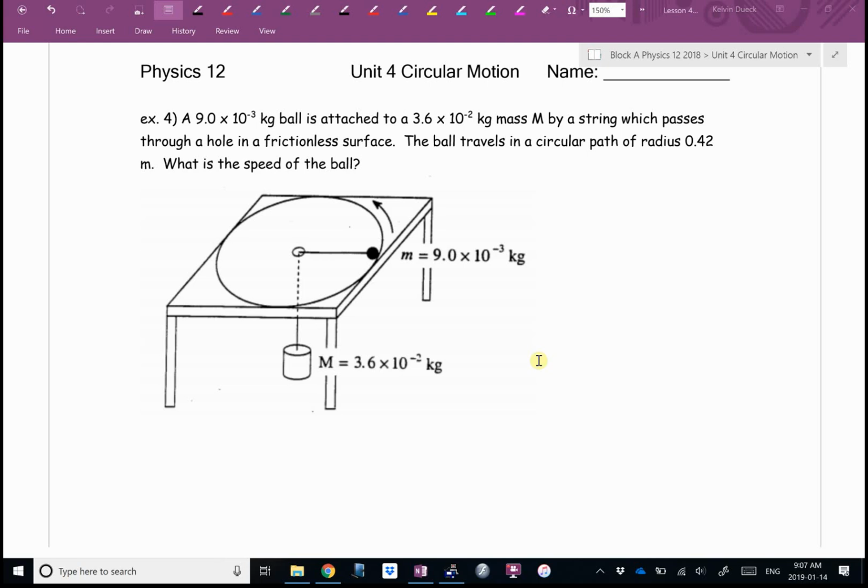Dylan, what's this question want me to find? Speed. Yeah, okay, you with me now? You know what this is a good job for? I'm going to do a free body diagram. I'll use big M, capital M for the bottom mass. I'll use lowercase m for the upper mass. Let's do the bottom mass first.